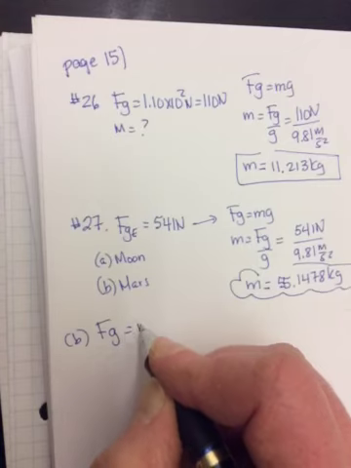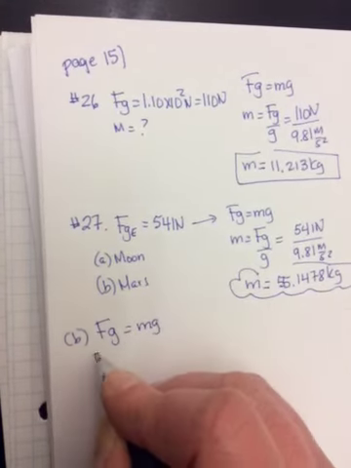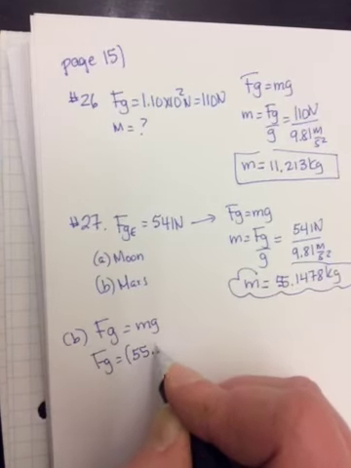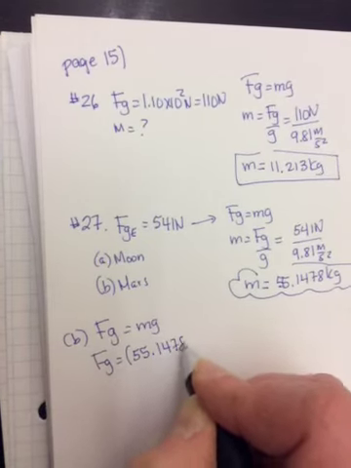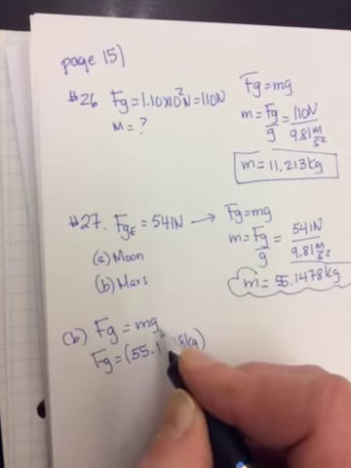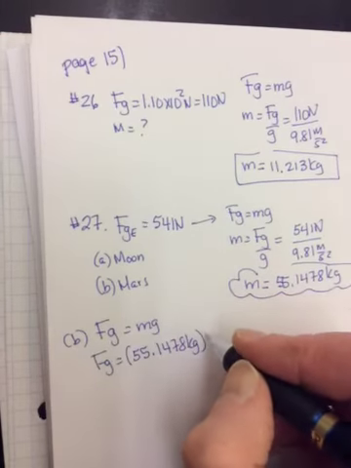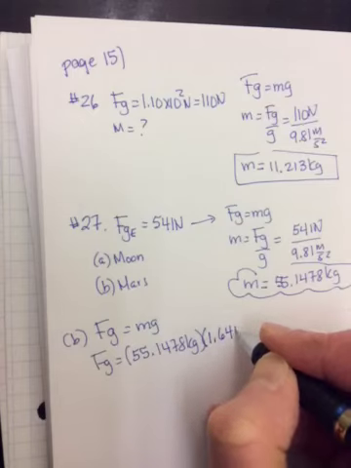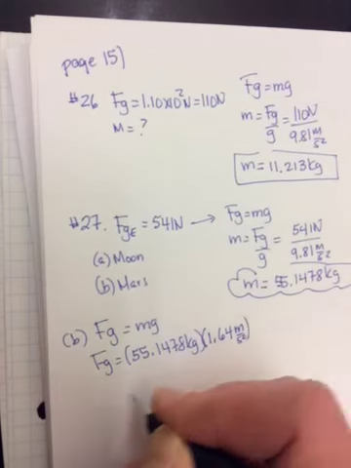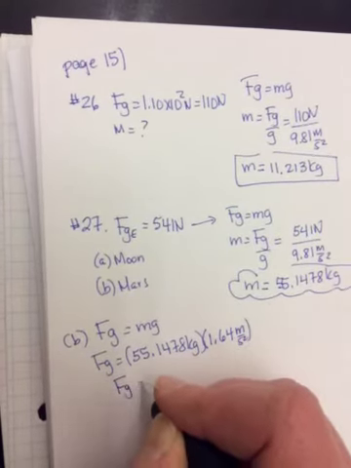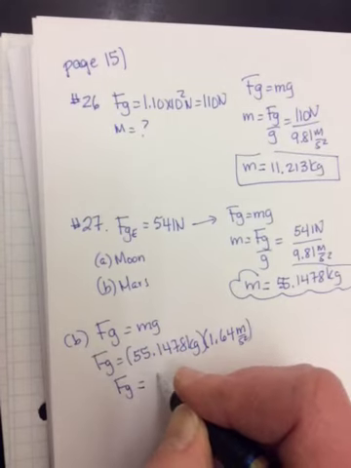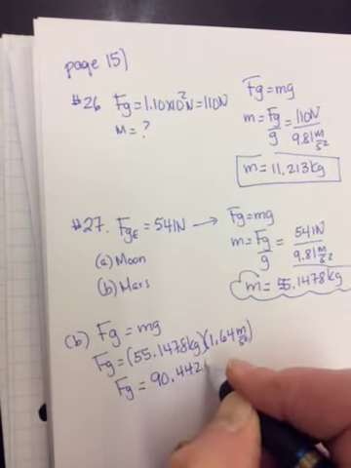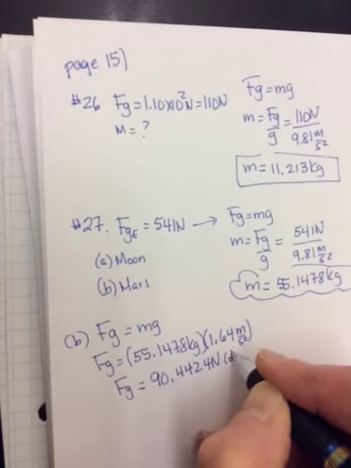So Fg is equal to mg. So Fg is equal to that 55.1478 kilograms. And look up on page 133, the acceleration due to gravity on the Moon. It's 1.64 meters per second squared. And when you multiply this out, you should get 90.4424 newtons down, obviously.